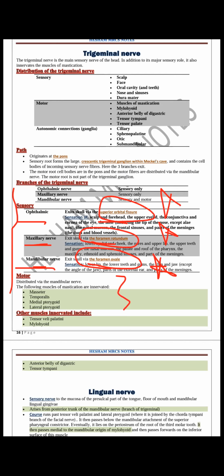Motor we discussed and other muscles are discussed. Lingual nerve, which is a branch from posterior trunk mandibular nerve. Lingual nerve is supplying general sensation to anterior 2/3 of the tongue. And the lingual nerve is carrying parasympathetic until it reaches the submandibular glands.